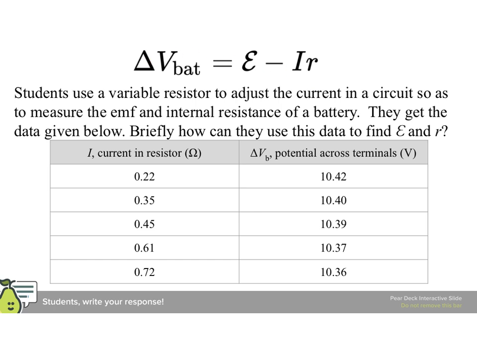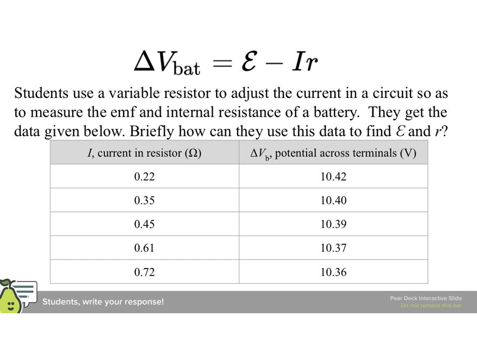Just a reminder, this is an example problem. Students use a variable resistor to adjust the current in a circuit so as to measure the EMF and internal resistance of a battery. They get the data given below. Briefly, how can they use this data to find the EMF and the resistance R of the battery? Notice we don't use the internal resistance directly in the formula we have, and they don't give it to us. They just use the variable resistor to adjust the current flow, and they get this table out. How can we find epsilon, find E and R?